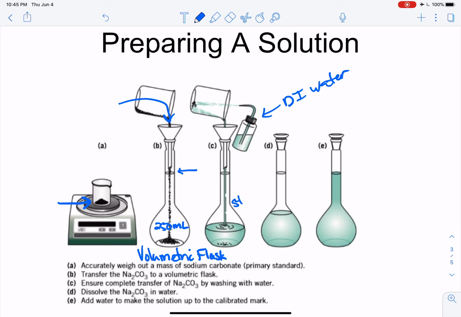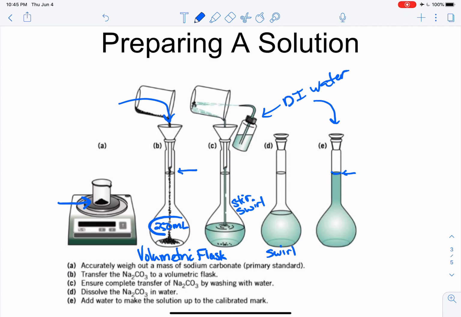And at this point, you'd give it a little stir, or some books will say give it a swirl. So you'd pick it up and swirl it around so that your solute particles would dissolve into your water. And then you would keep on filling it up, and at this point you'd give it another swirl, and you'd keep on filling it up with DI water until the meniscus reaches that little mark right there. And that's telling you that you have made that certain volume of solution.